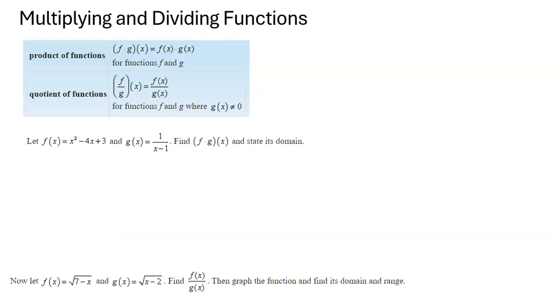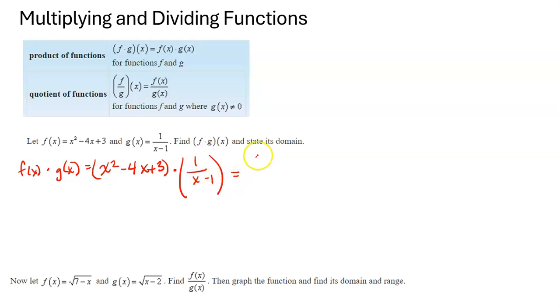So this says, now we're multiplying and dividing functions. So f of g of x and f of x divided by g of x. So here we're doing f times, I'm sorry, it's not f of g of x. That's actually 2.3. My bad. So we're doing f of x times g of x. So f of x is x squared times 1 over x minus 1.